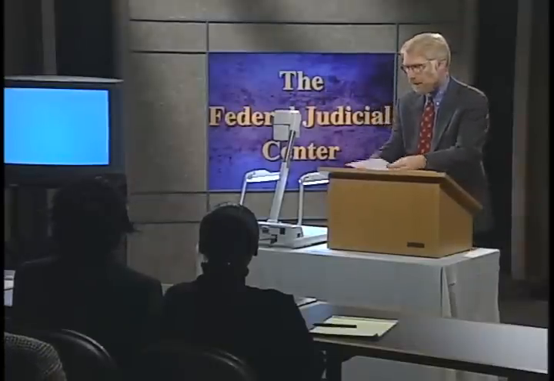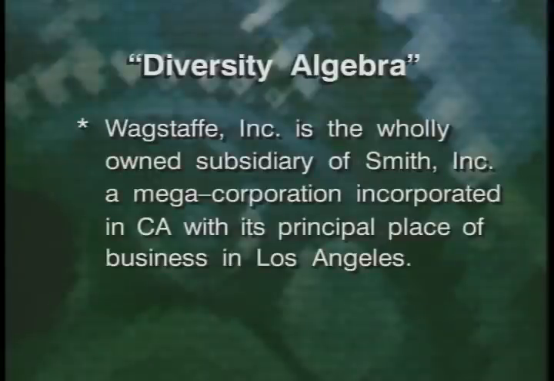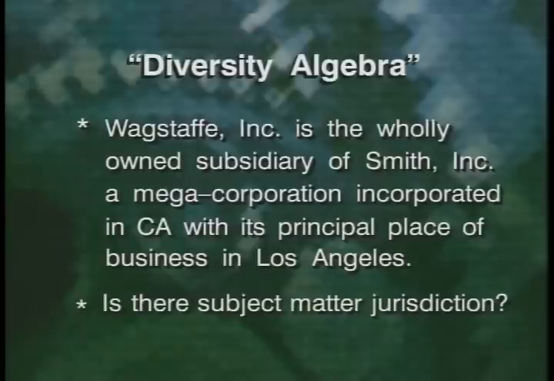Now, let's change the facts a little bit of this hypothetical. All right? This time we've got Wagstaffe, Inc. is the wholly owned subsidiary of Smith, Inc., a mega corporation incorporated in California with its principal place of business in Los Angeles. So let's suppose that we were able to have our principal place of business be in Florida. Maybe it was a far-flung corporation. So it seems like we have it. Does the fact that this defendant is owned by a parent that's California change our analysis?